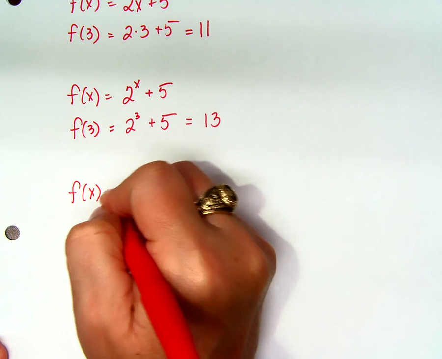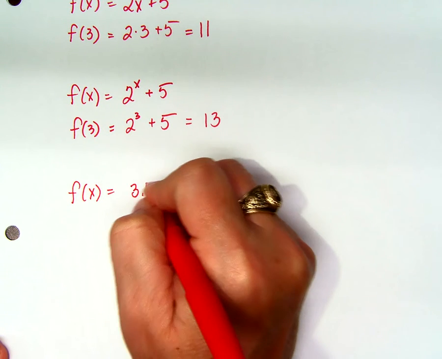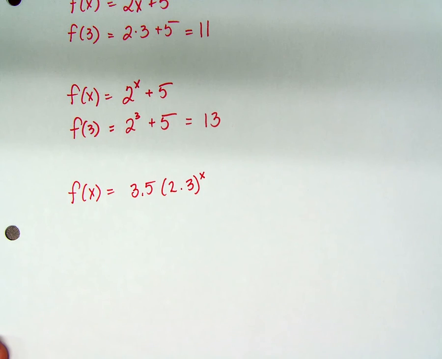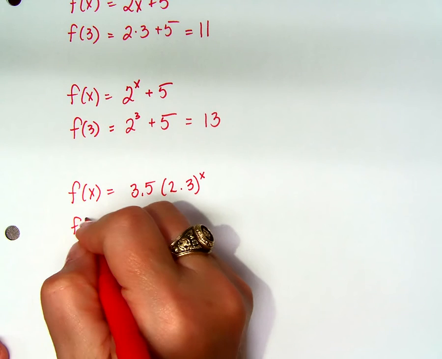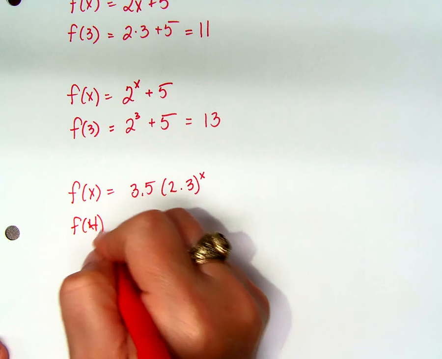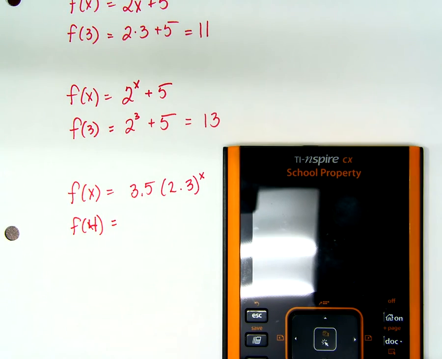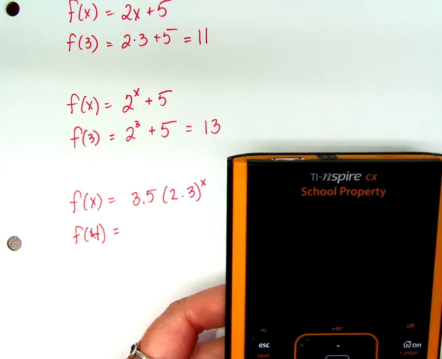f of x equals 3.5 times 2.3 to the x power. Let's say f of 4 this time. Yeah, that's when we have our friendly neighborhood calculator to help us out. Because I don't know what 2.3 to the fourth power is. I don't have to.